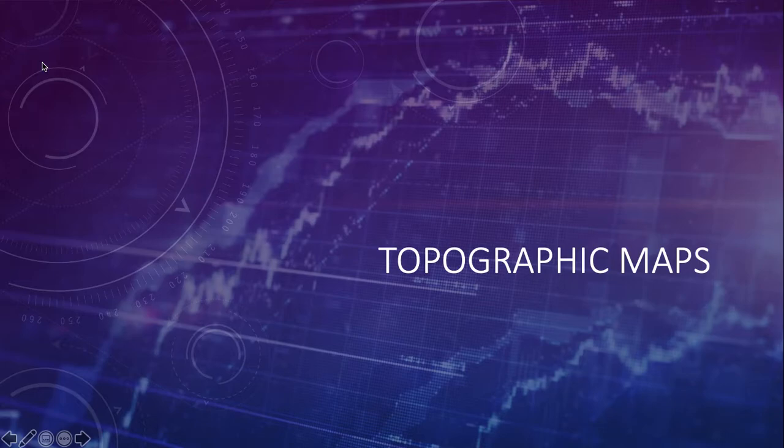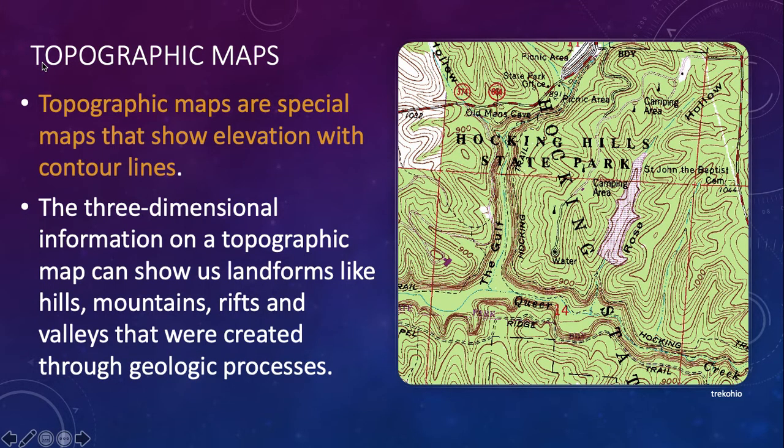This is the second set of notes about maps, and it's entitled Topographic Maps. Topographic maps are special maps that show elevation with contour lines. The three-dimensional information on a topographic map can show us landforms like hills, mountains, rifts, and valleys that were once created through geologic processes.